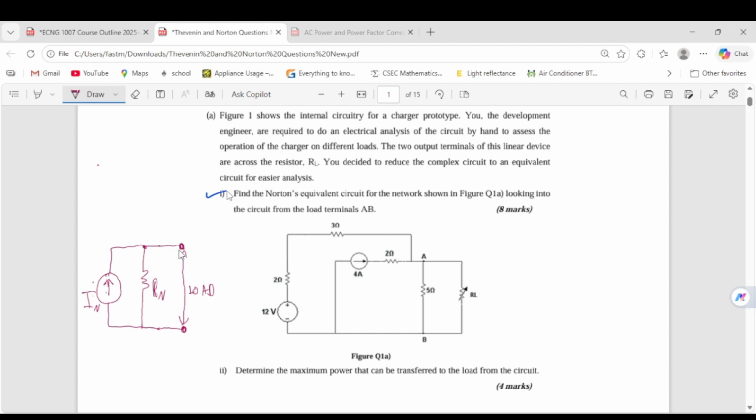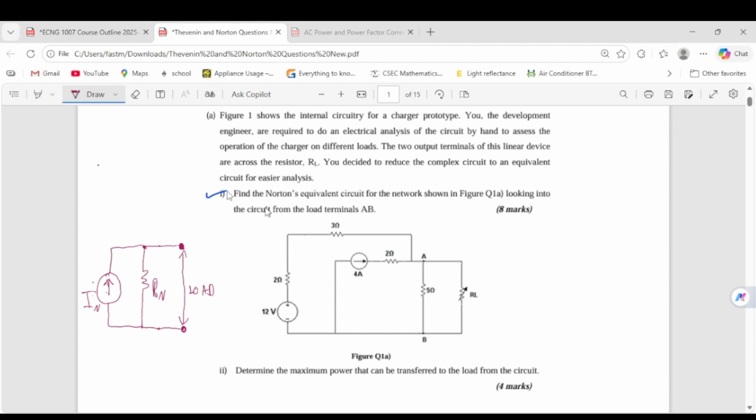So how this is derived is in this question here. The purpose of this equivalent circuit is, if you have a big circuit, you can reduce the entire circuit into an equivalent resistance and a current source, or a voltage source if it's Thevenin, looking into the circuit from those two points, right? So it's basically equivalent to where you're looking into the circuit from.